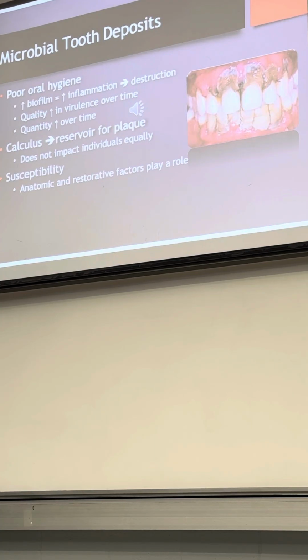Yeah. Okay. And then the susceptibility with these tooth deposits. So the anatomic and restorative factors play a role. We've talked a lot about that, whether it's the anatomy of their root structure, or their concavities, different things like that are going to affect how the plaque harbors in certain areas. And if they have open margins and things like that, it's going to affect that.